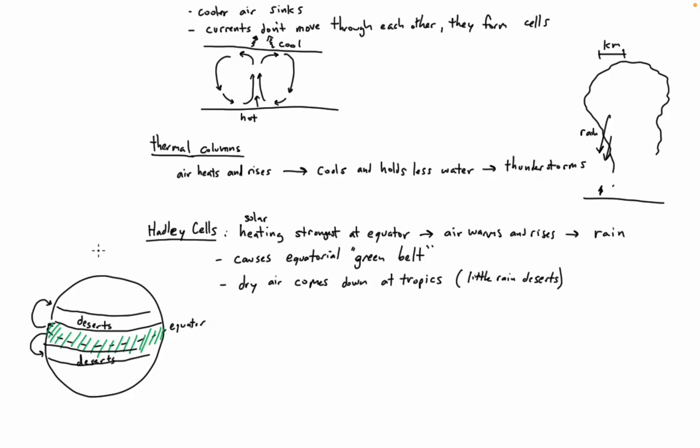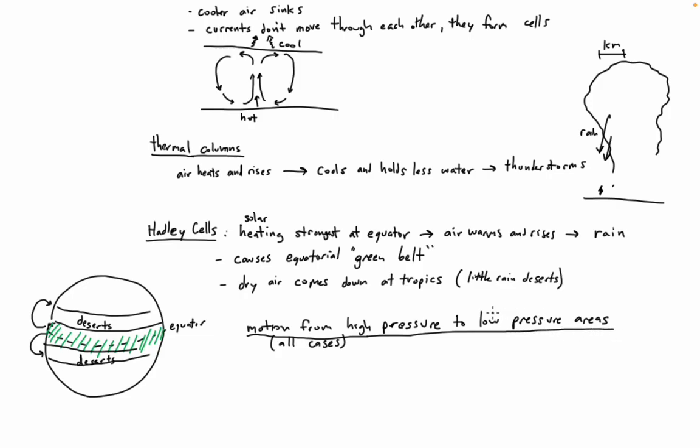And so in both of these cases, actually in all of these cases, for convection, the motion is from high pressure to low pressure areas. This is for all cases, okay? Not just the atmosphere. So this is worth trying to underline. So if you think about heating the material, the molecules are pushing harder, right? So it's like if you heat up a balloon, it'll get a little bit bigger. So it's increasing its pressure.